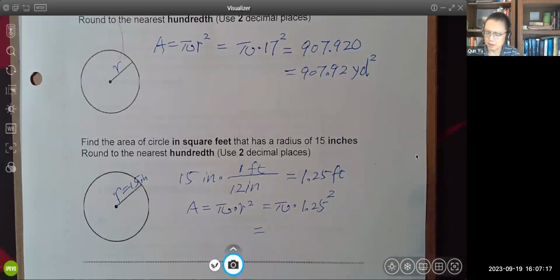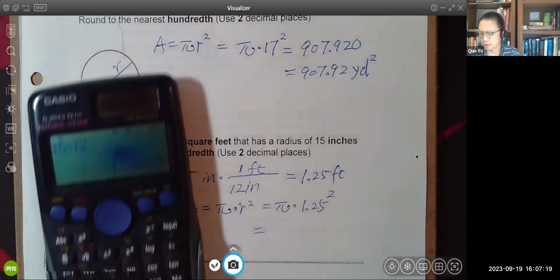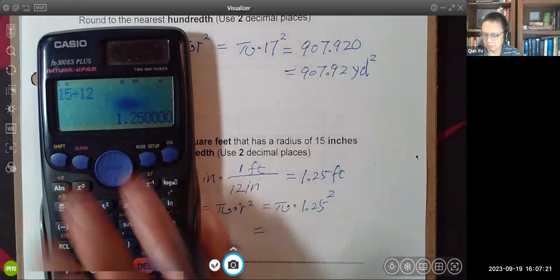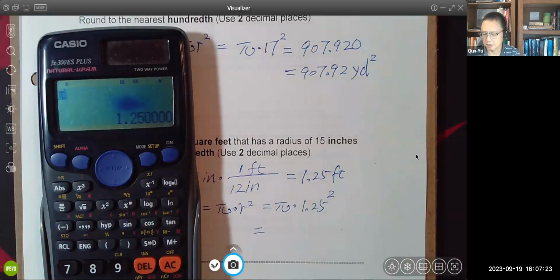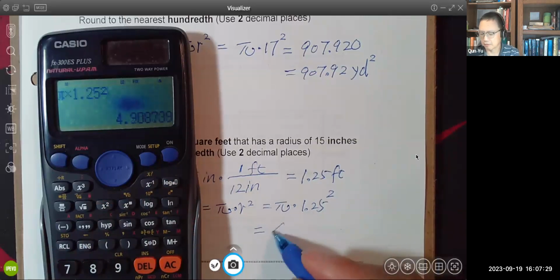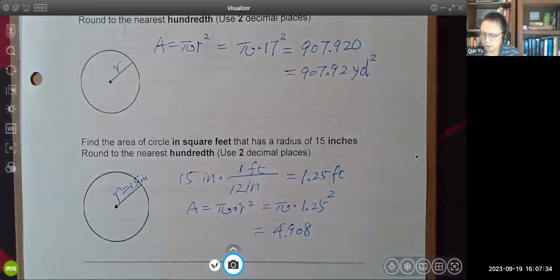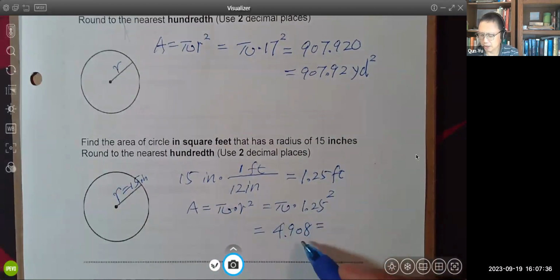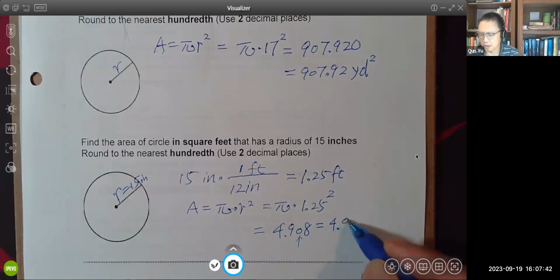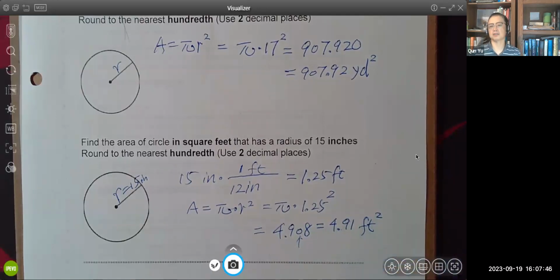Now we just need to do the calculation part. Pi times 1.25 squared, we get 4.908. And we need to round to the second decimal place. This is bigger than 5, so we need to round this up. So 4.91 square feet. That's the correct unit.